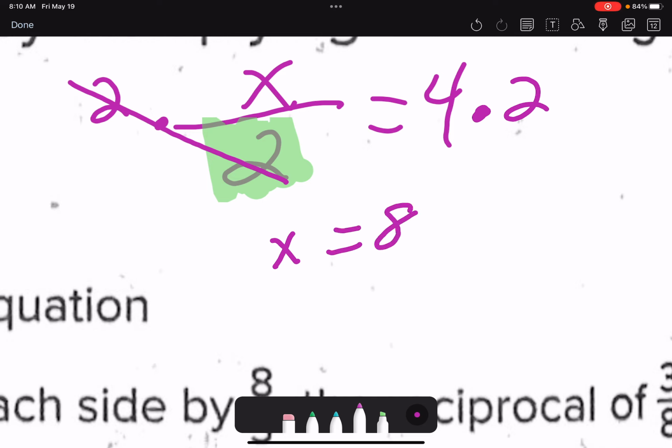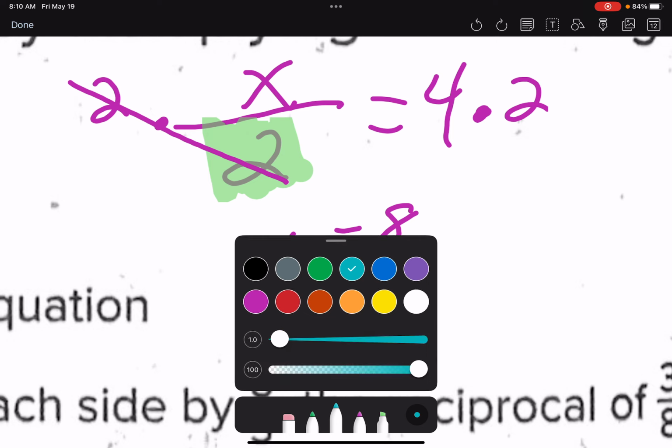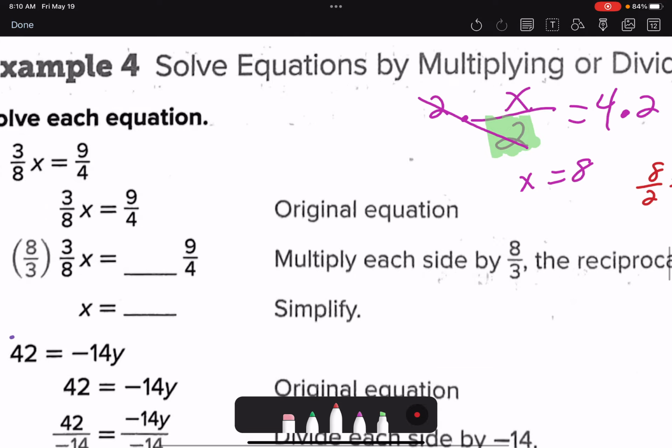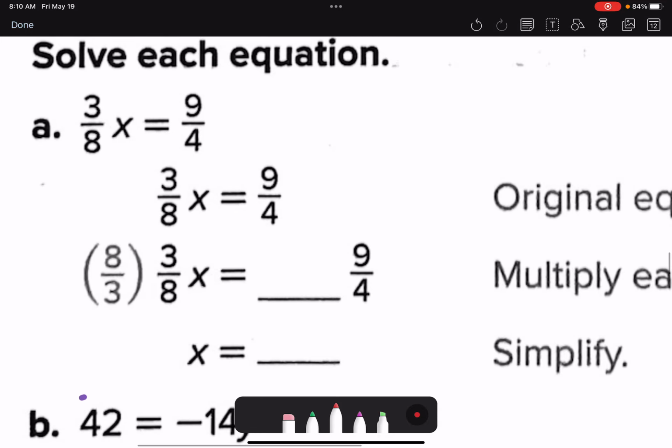Okay, how do I know I'm done? x is positive and alone. There's nothing else in front of it except a positive 1. And again, you don't have to put that positive 1 there. It's implied. Last step is to go ahead and check really quick. So I'm going to check. I got 8 over 2. And what do you know? 8 divided by 2 is in fact 4. I am correct. All right, now let's go ahead and look at this problem.